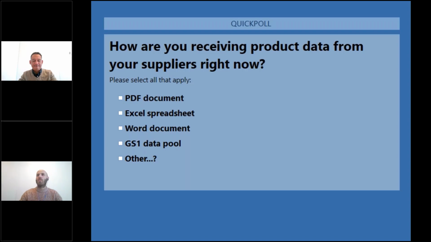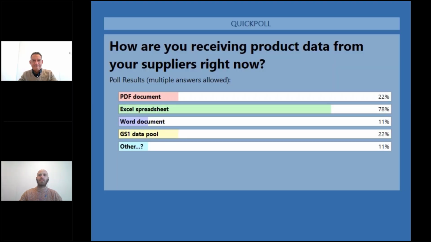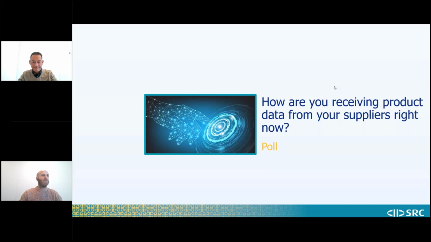All right, I'm closing the poll and sharing the results with you. So a majority, 78%, is still receiving product data in an Excel spreadsheet. Then comes the PDF document and the GS1 data pool. Word documents are apparently not that popular anymore. So with that known, let's give you a short introduction on the portal.